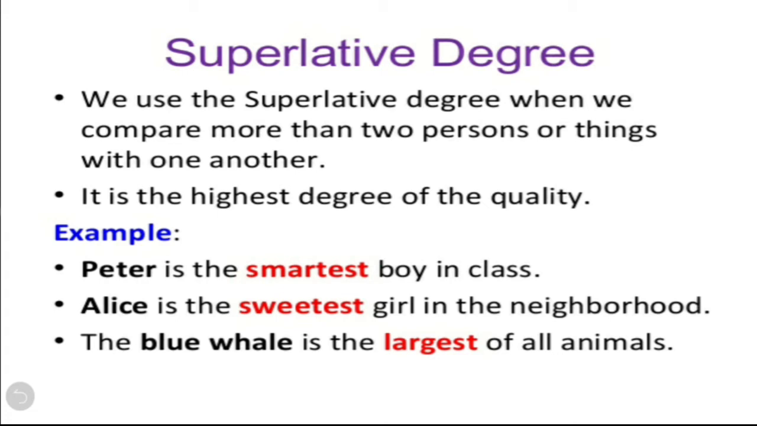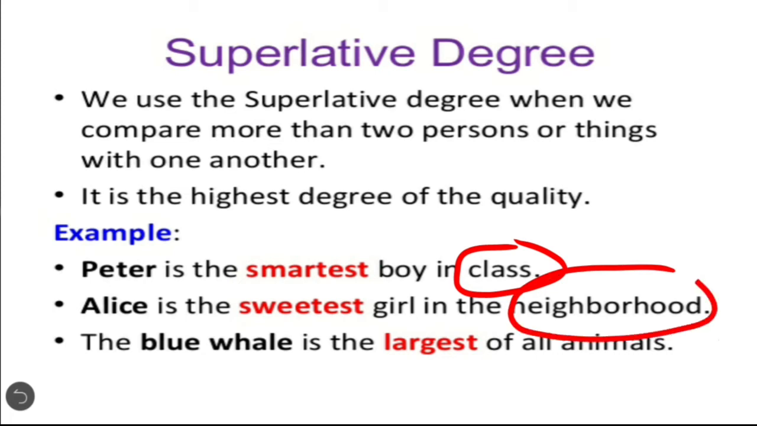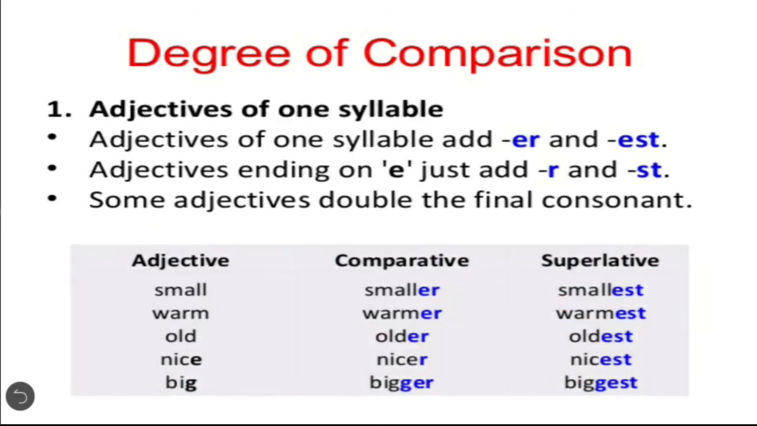So here we are talking about Peter, the smartest boy in class. Alice, she is the sweetest girl in the neighborhood. And when we speak about the blue whale, it is said it is the largest of all animals. So that is superlative degree. It is the highest degree of the quality.